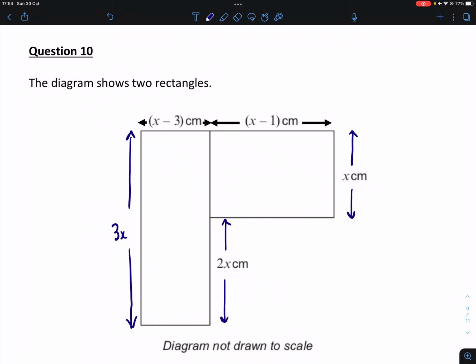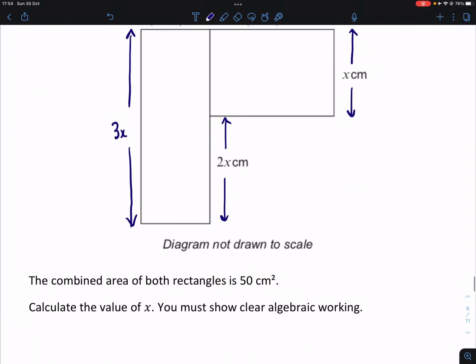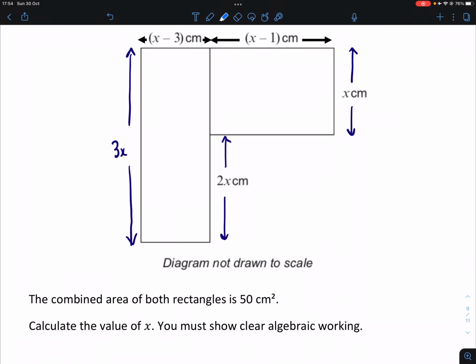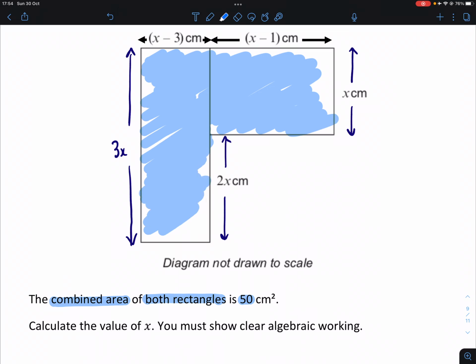So generally speaking, when you've got this L shape and you've got lengths involved, a quick habit is to try and find the lengths of anything that's not been given. So we are good to go, ready to roll now. The question tells us that the combined area of both rectangles is 50 centimeters squared. So that means that all of this is 50 centimeters squared. Calculate the value of x. You must show clear algebraic working.